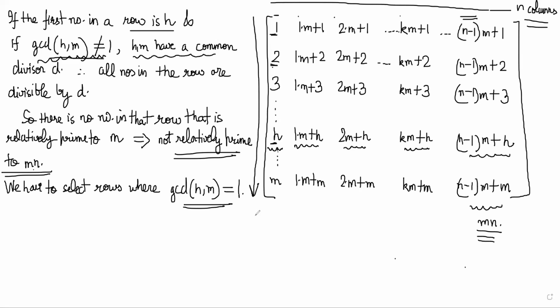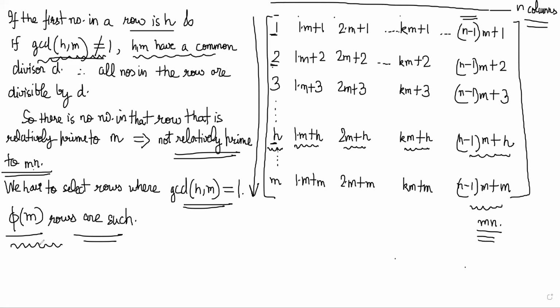There are m rows. And how many numbers from 1 to m are co-prime to m? That's phi m. So we already know that out of these rows, only phi m rows are useful.